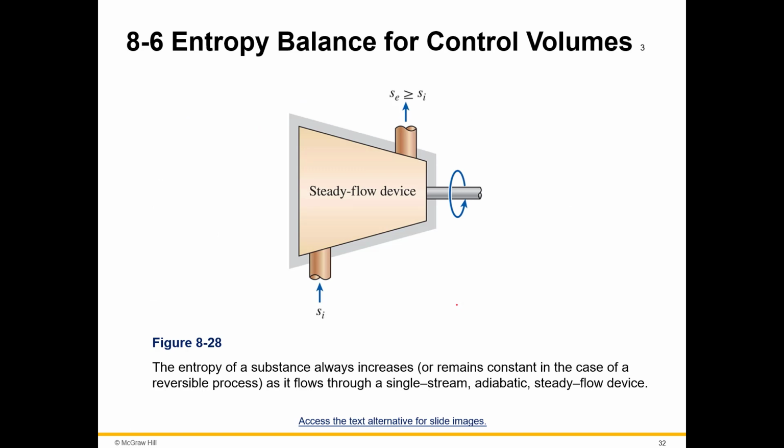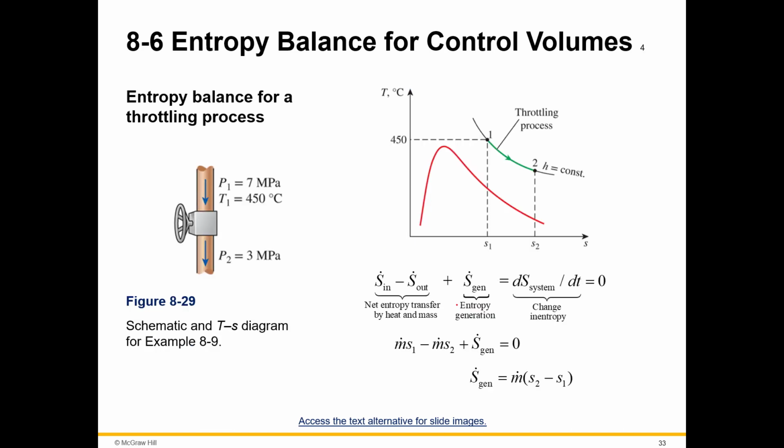The entropy of a substance always increases or remains constant in the case of a reversible process, but basically always increases as it flows through a single stream adiabatic steady flow device. Entropy balance for a throttling process, we've got it here. Here we've got it on a TS diagram, and then you have h constant following this line through that process from state 1 to state 2. But still, pretty easy. We're just talking about rates right here. And so we've got a very simple formula. The rate of entropy generated is equal to the mass rate times s2 minus s1.